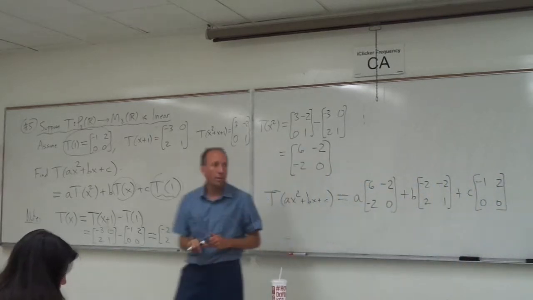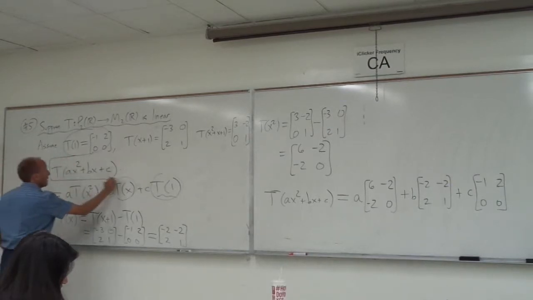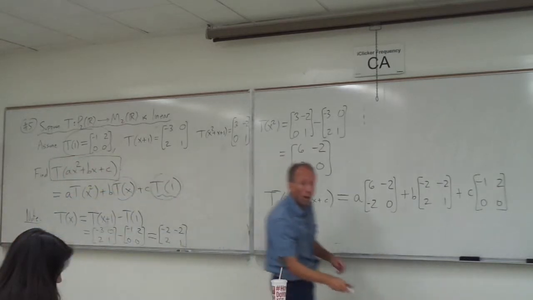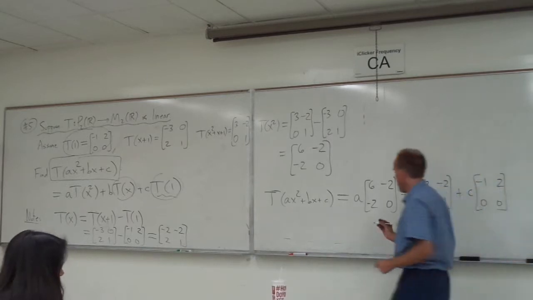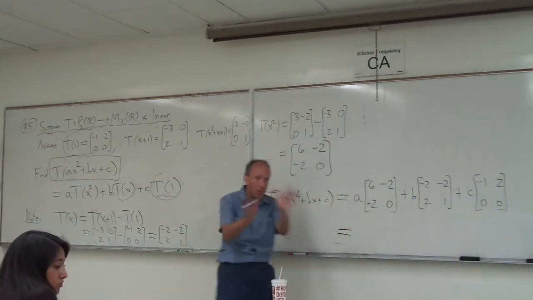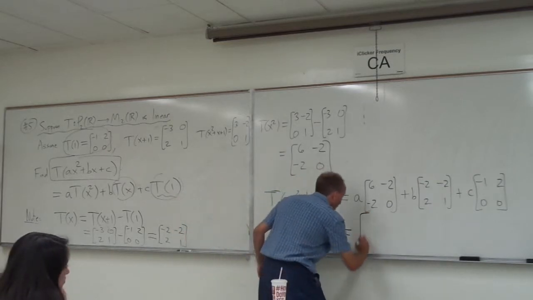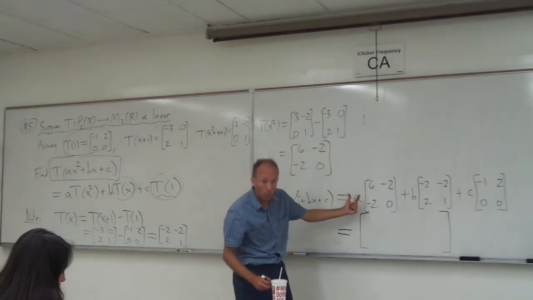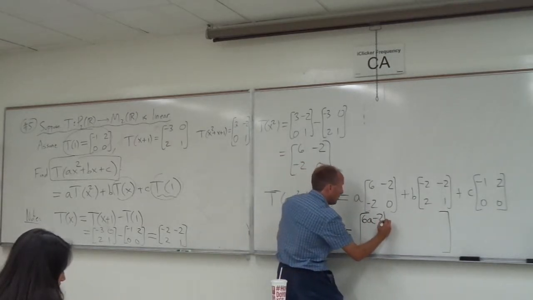Okay? And that's a perfectly good final answer for what T of ax squared plus bx plus c is. That works. If you want, and I would like you to do this because I'm about to ask you a follow-up question, you can compress this all together into one matrix. It's one 2 by 2 matrix, right? What I can do is look at the upper left corner. The upper left corner, I have 6a minus 2b minus c.